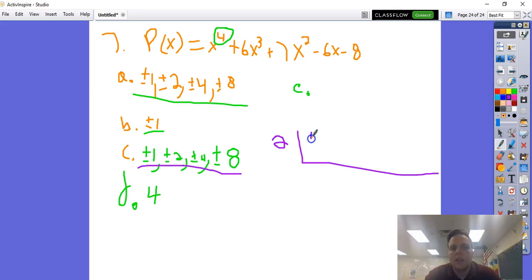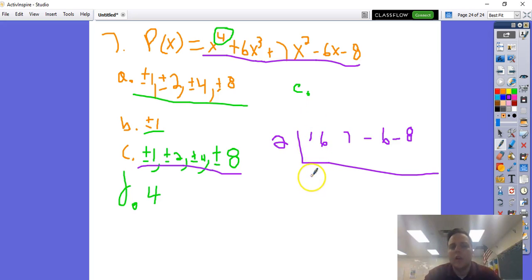So 1, 6, 7, negative 6, negative 8. I just used my polynomial from the beginning. I'm going to synthetically divide it by 2, because when I synthetically divide by 2, that checks to see if 2 is a zero. It also checks to see if x minus 2 is a factor.